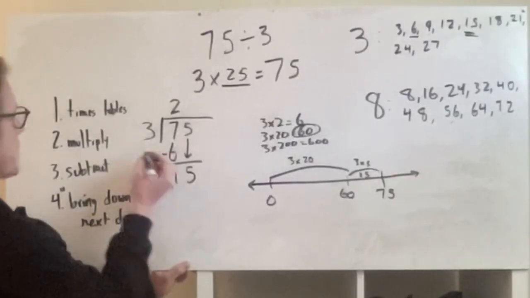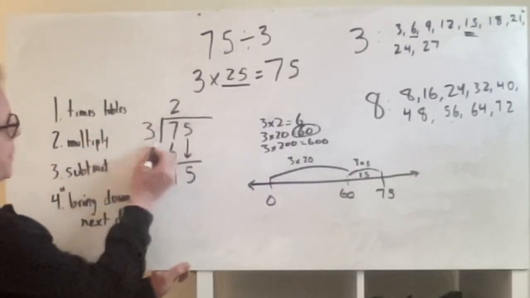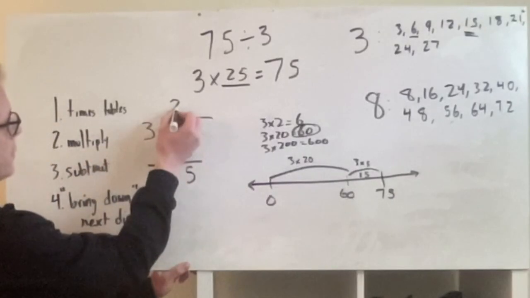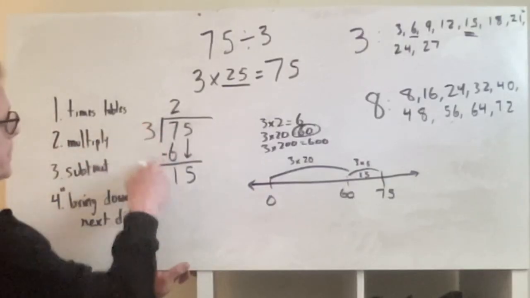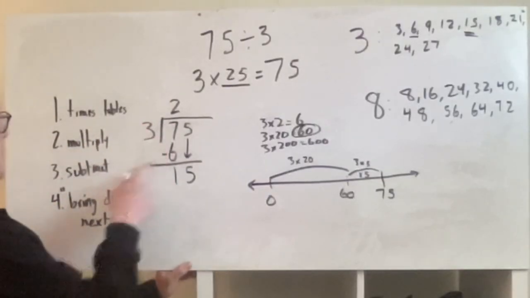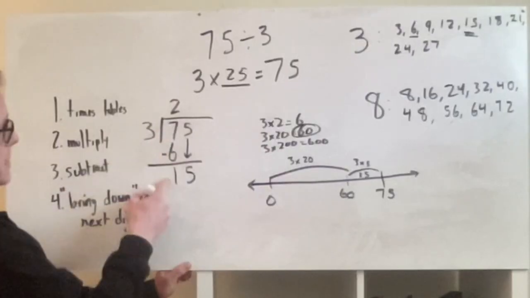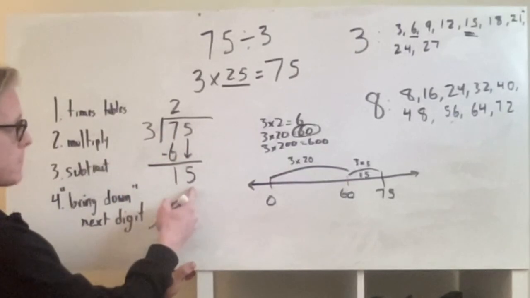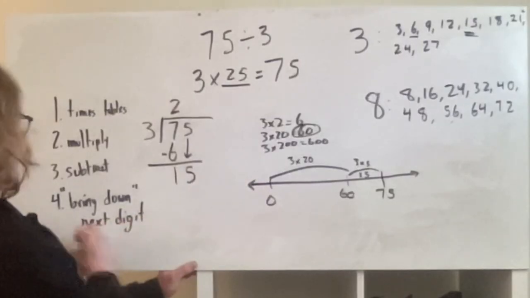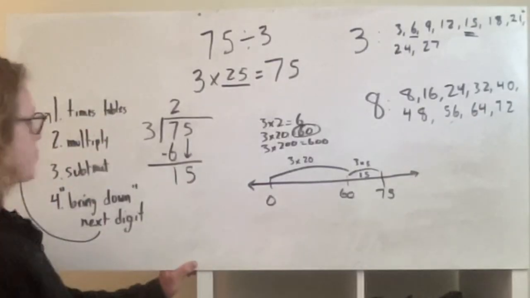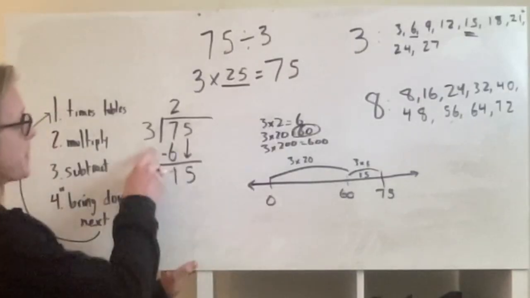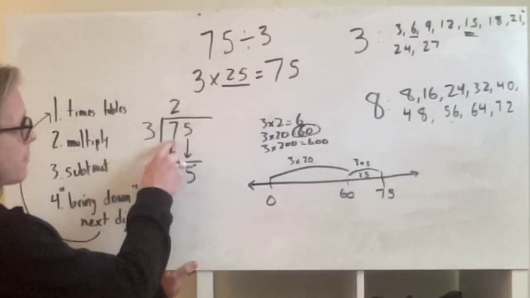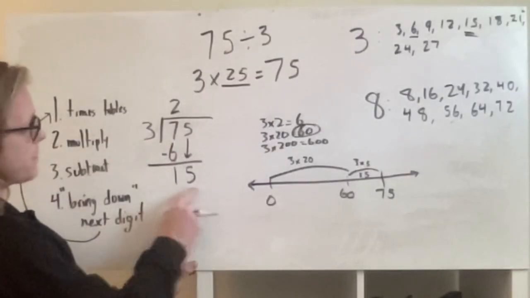Okay, so we said times tables. 3 goes into 7 2 times. Multiply. 2 times 3 gives me 6. I subtract. 7 minus 6 leaves me 1 left over. And then I bring down the 5. Okay, after step 4, we go back to step 1. But instead of saying how many times can 3 go into 7, we're now saying how many times can 3 go into 15?